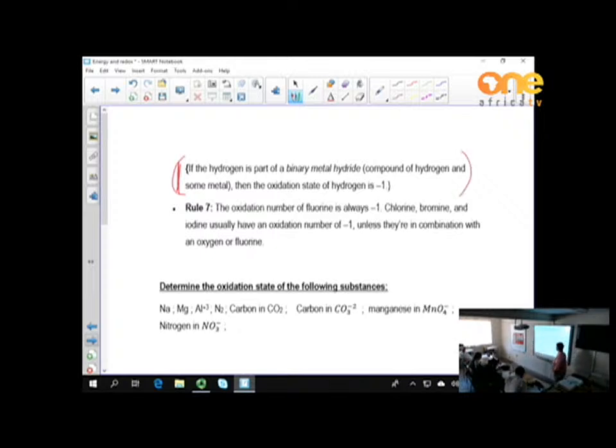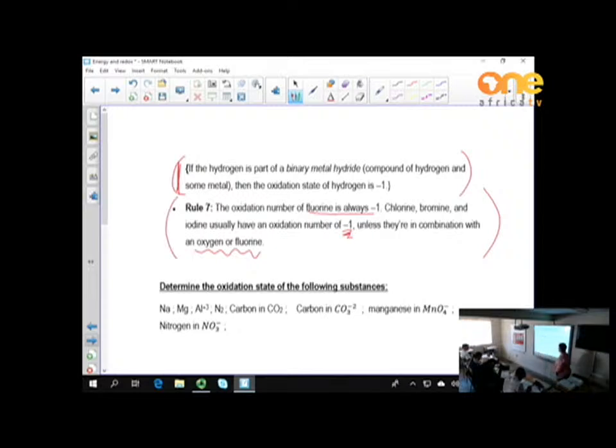Okay? Rule 7, the oxidation state of fluorine is always -1. It lies in group 7. Chlorine, bromine, and iodine also -1 unless they are in combination with oxygen or fluorine. And once again, our syllabus does not extend to those reactions. So this one we will also not worry about.